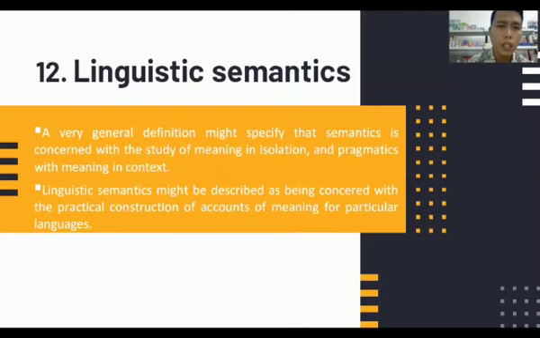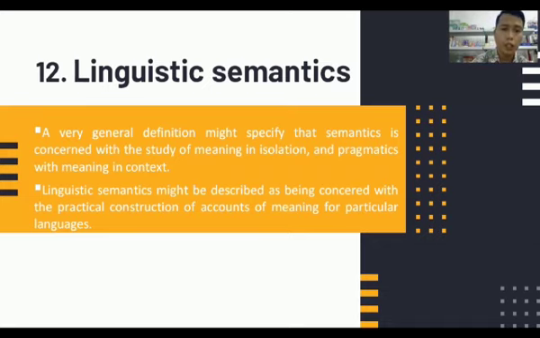Okay, the last topic is about linguistic semantics. Before we continue to define linguistic semantics, it is better to understand what semantics is. Semantics is the field of linguistics concerned with the study of meaning in language. Linguistic semantics has been defined as the study of how language organizes and expresses meaning. Linguistic semantics looks not only at grammar and meaning, but at language use and language acquisition as well.